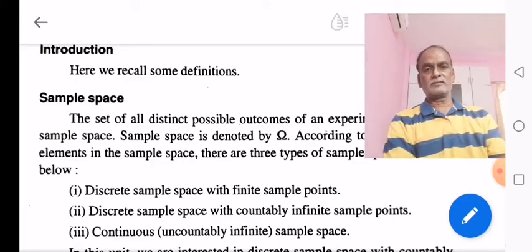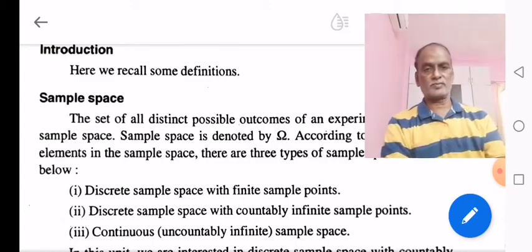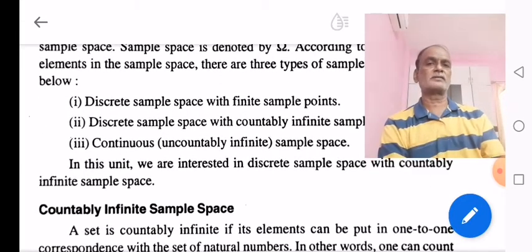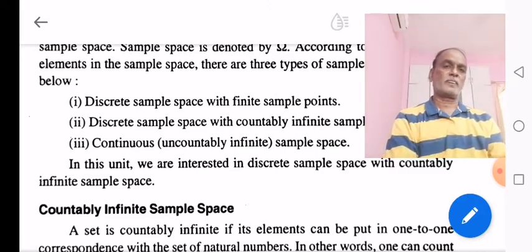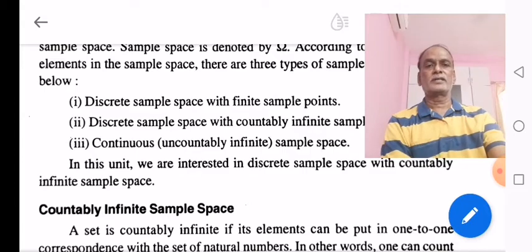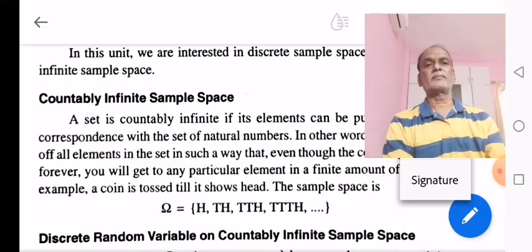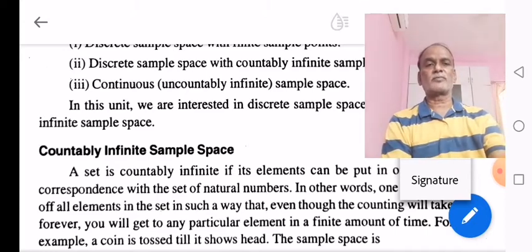The second sample space is a discrete sample space with countably infinite sample points. And the third one is continuous or uncountably infinite sample space. So we'll see first. Our interest in this topic is the second type of sample space, that is discrete sample space with countably infinite sample points. So what do you mean by that? A set is countably infinite if its elements can be put in one-to-one correspondence with the set of natural numbers.